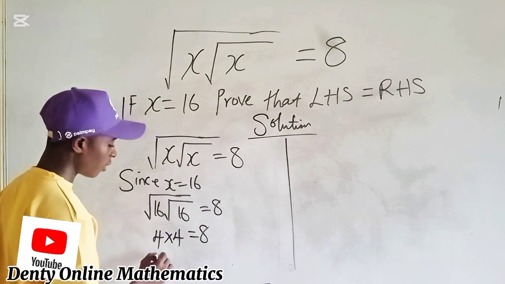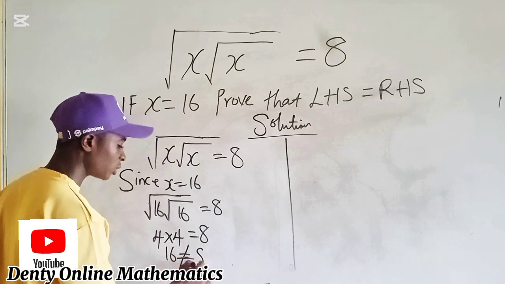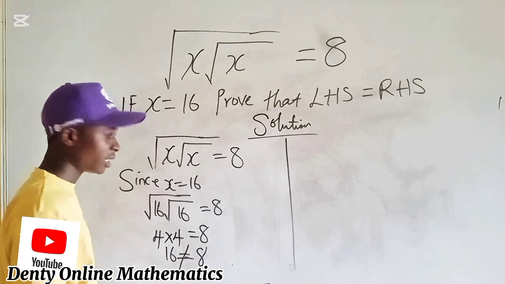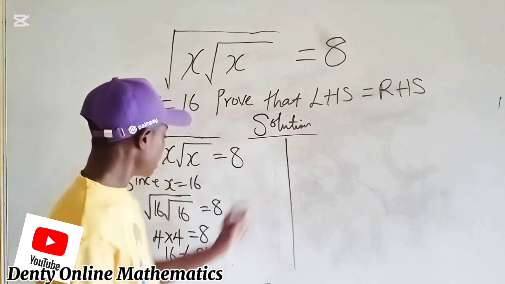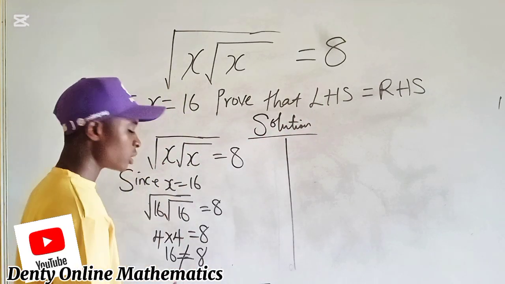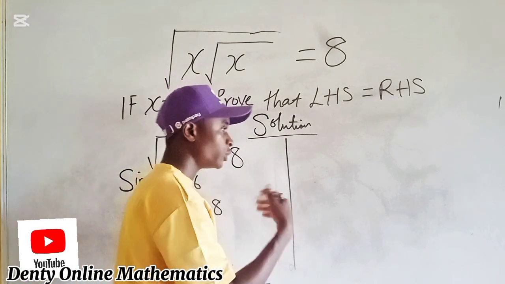Now 4 times 4 is 16, and 16 is not equal to 8. You see? 16 is not equal to 8, because they have to prove that this left hand side must always be equal to the right hand side. 16 is not equal to 8. So this is the right way of doing this.